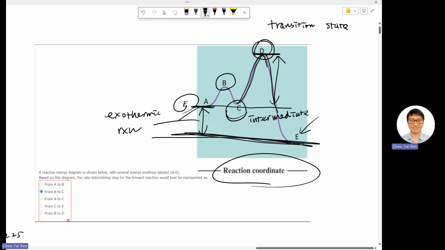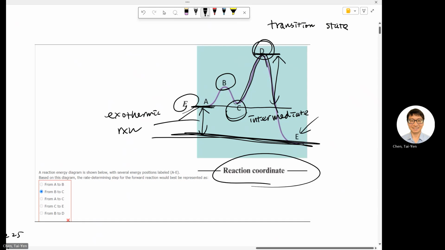How do you actually differentiate whether it is an intermediate or a transition state? The peak is the transition state. Then the valley is the intermediate. So you need to know what each symbol means because I think there are questions on our review associated with this concept.